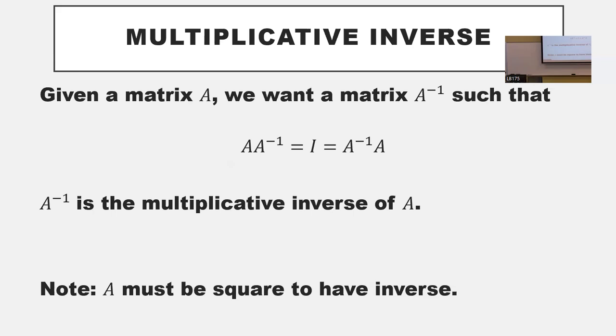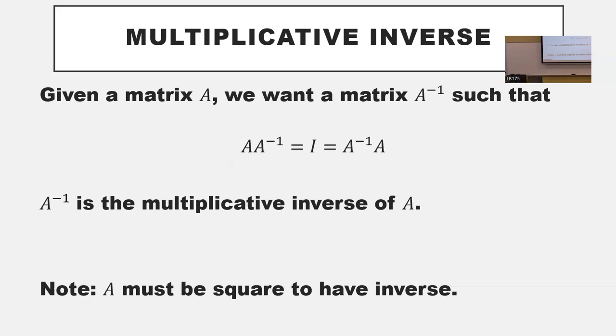It's kind of like in real numbers. If I said, what do you multiply by 5 to get the number 1? You'd say it's 1/5. That's the multiplicative inverse of 5. So 1/5 times 5 becomes 1. So 1/5 is the multiplicative inverse of 5. Okay.